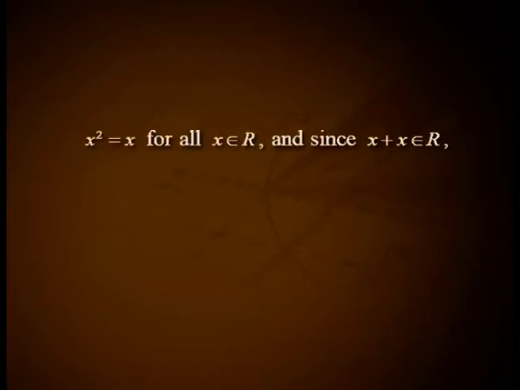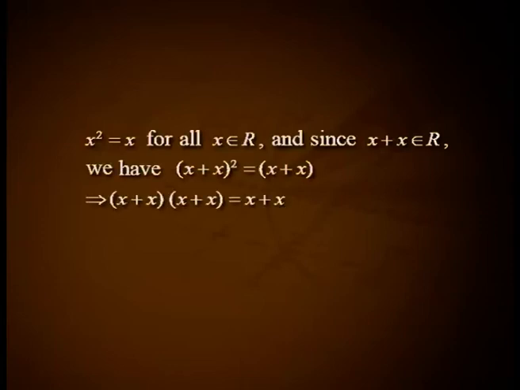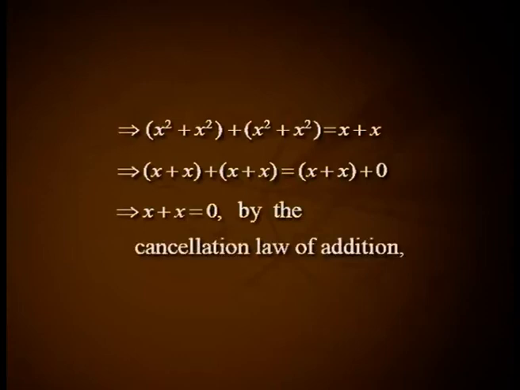Solution: (a) Since x² = x for all x belongs to R, and since x + x belongs to R, we have (x + x)² = x + x, which implies (x + x)(x + x) = x + x, implies (x + x)x + (x + x)x = x + x by the distributive law, implies x² + x² + x² + x² = x + x, implies x + x = x + 0, implies x + x = 0 by the cancellation law of addition, implies 2x = 0.